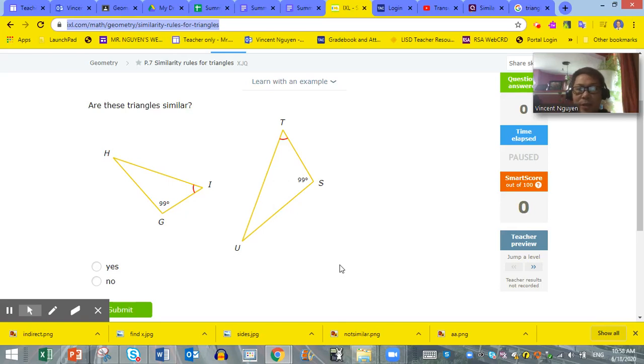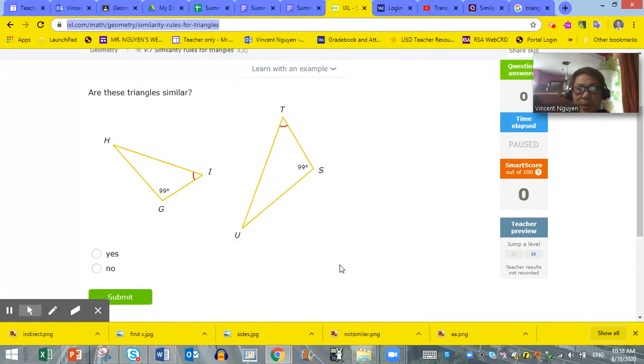Hello students, today we're going to do some IXL practice with similar triangles theorems or postulates. Before we start, I want to remind you that there are three theorems that you could use when proving or checking to see if two triangles are similar. They are SSS, if all three corresponding sides are proportional. There's SAS, if two sides are proportional and the angle in between those two sides are congruent.